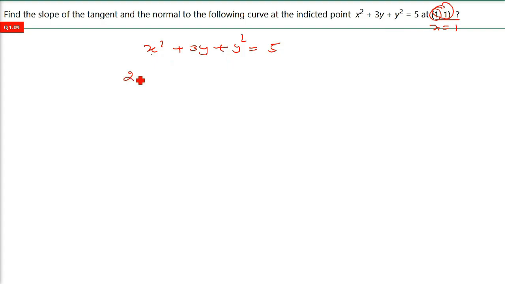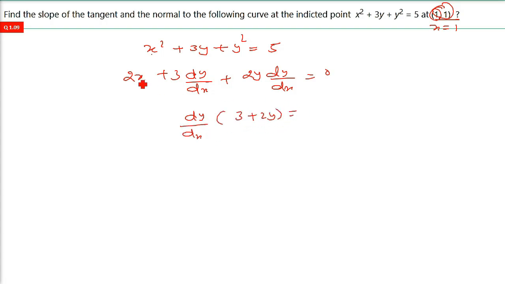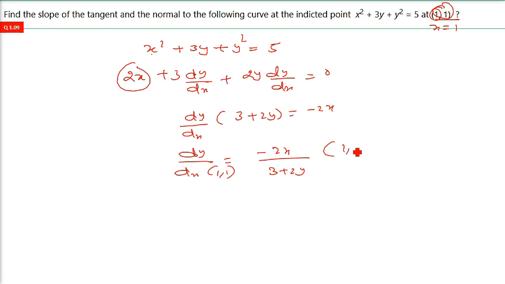Let us differentiate it. 2x, plus 3 with respect to y, it will be 3 dy by dx, plus 2y dy by dx, and this will be 0. Now just combine the dy by dx terms like this: (3 + 2y). 2x will go on the right hand side, it is negative 2x. dy by dx is going to be negative 2x divided by (3 + 2y). So at (1, 1), that's why we need y also sometimes. As I indicated earlier, sometimes we don't need y, sometimes we really need y. So I'm just placing x and y as 1 and 1. It's negative 2 by 5.